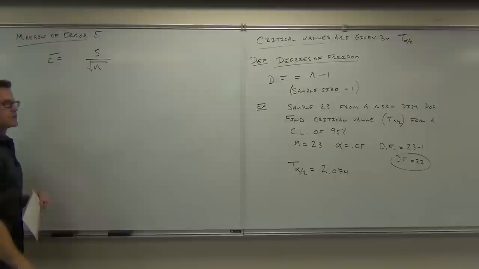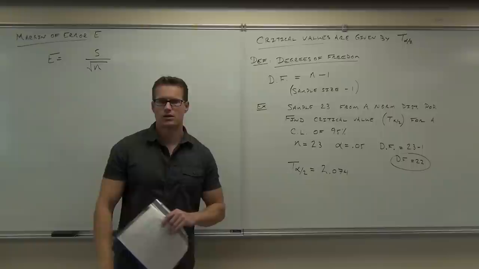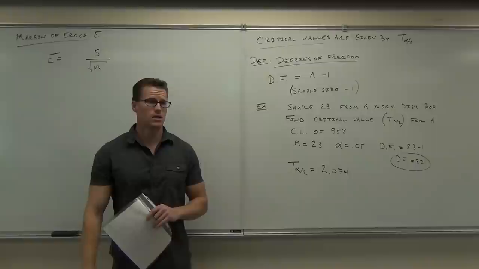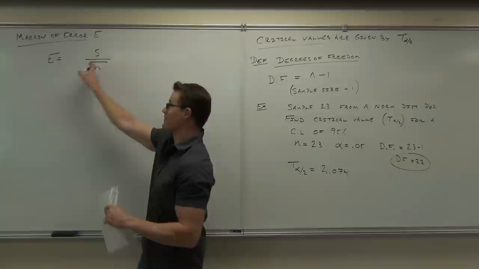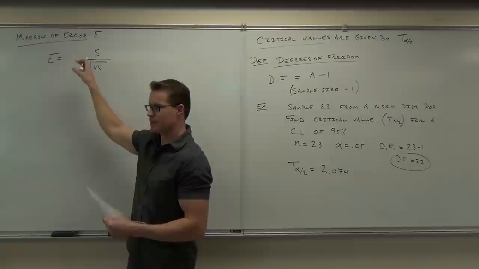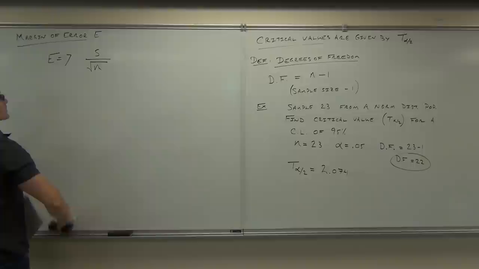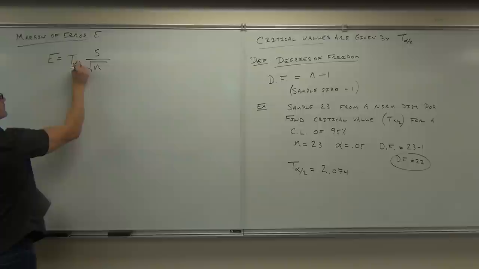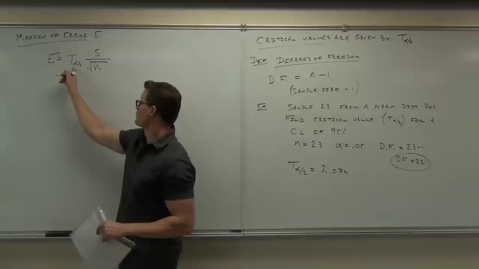Now, the critical value, can I use a T critical value or a Z critical value? Which one? T. Why? I don't know sigma. That's why we have S there, right? If we knew sigma, we'd have a Z. Z and sigma go together. T and S go together. There we go. Does the E look familiar to you? It's just a number, critical value, S, standard deviation, over the square root of our sample size, N.